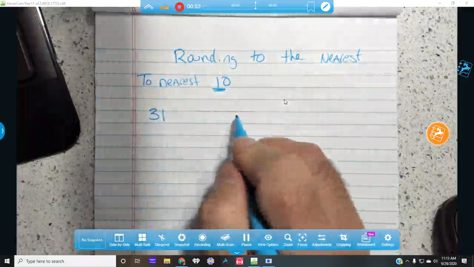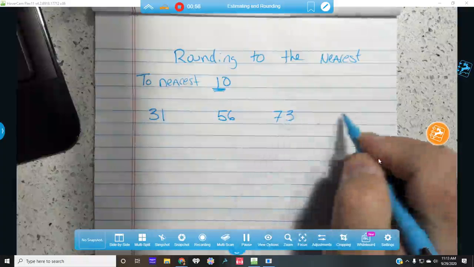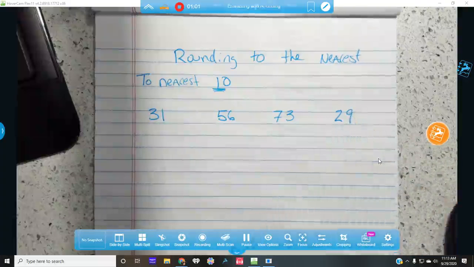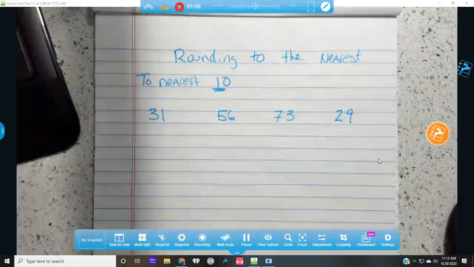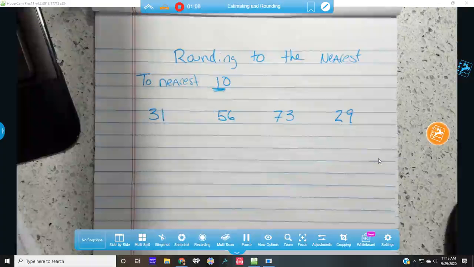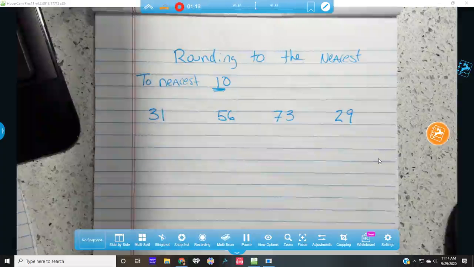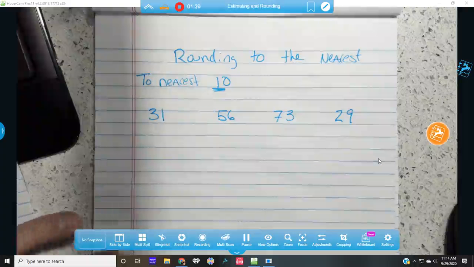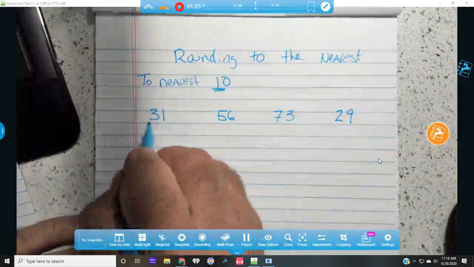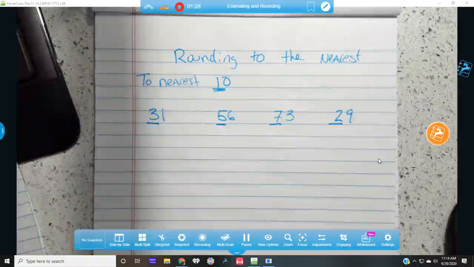We're going to use 31, 56, 73, and 29. Now, when we're talking about estimating, we're going to follow a few little rules. The first thing we always want to do is find which digit we are looking at. In this case, rounding to the nearest 10, we look for the tens place. There's the tens place in each number. Those are the digits we're going to use.